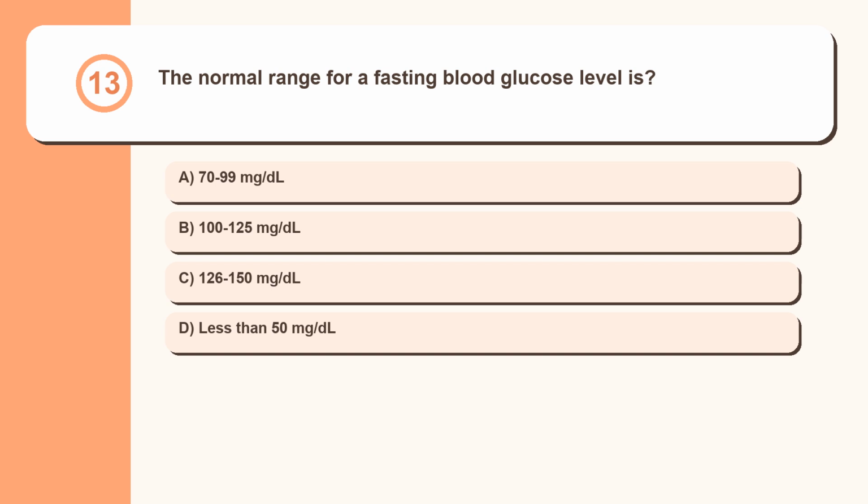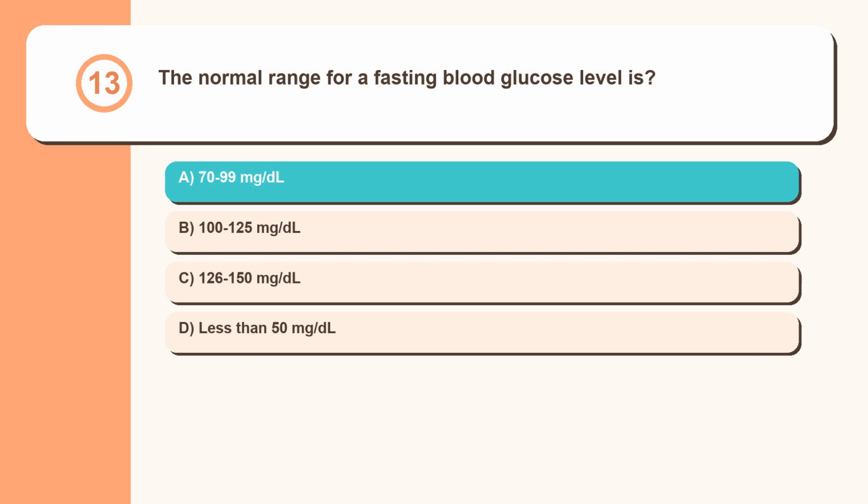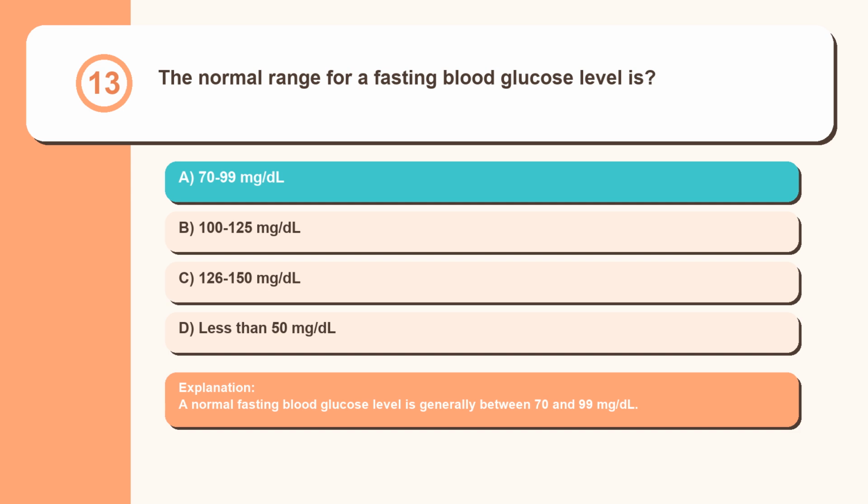Question 13. The normal range for a fasting blood glucose level is 70 to 99 mg/dl, 100 to 125 mg/dl, 126 to 150 mg/dl, less than 50 mg/dl. A normal fasting blood glucose level is generally between 70 and 99 mg/dl.